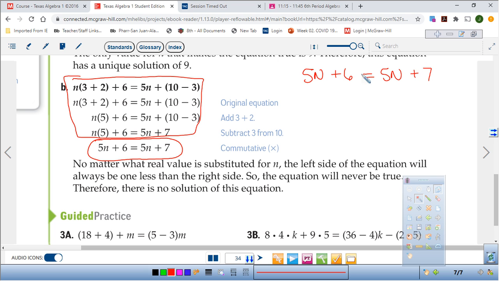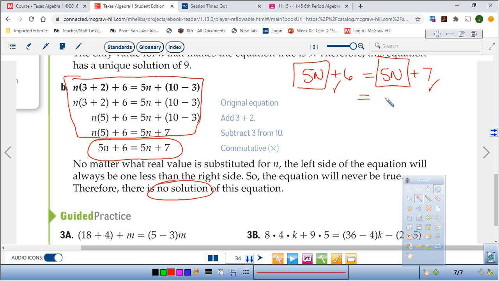How in the world could this be true? Think about what I'm showing you here. If I get 5n and I add 6 to it, and I get the same 5n and I add 7 to it, how could they be equal to each other? Can they be equal to each other? This one gives you an example of no solution.